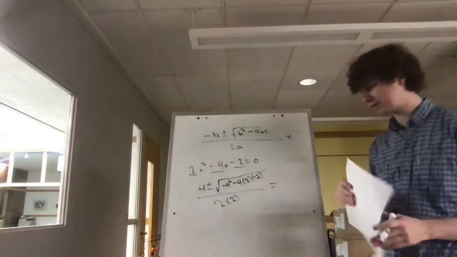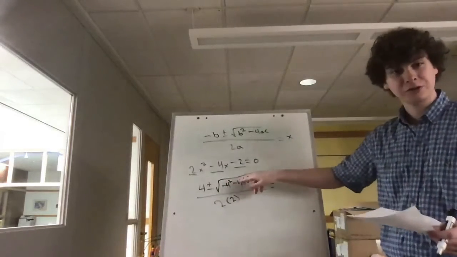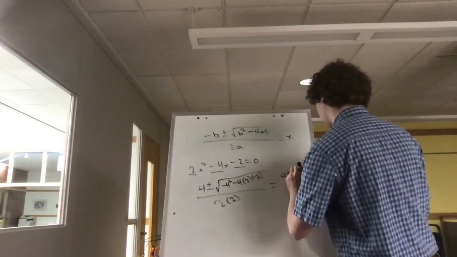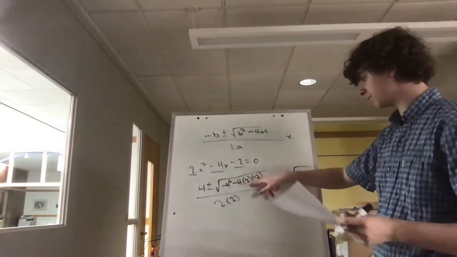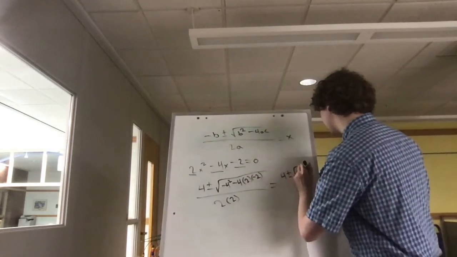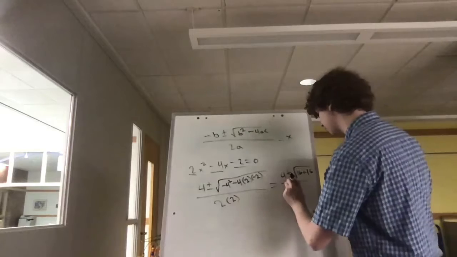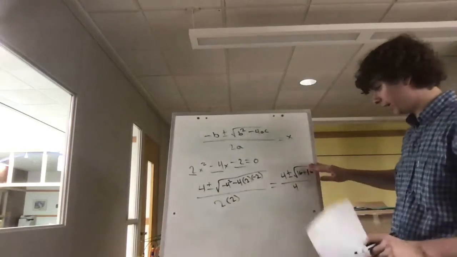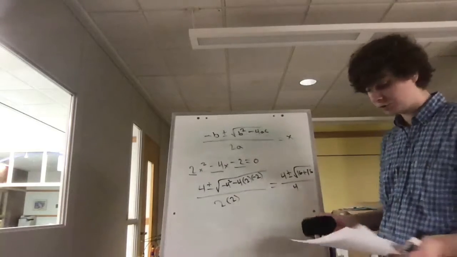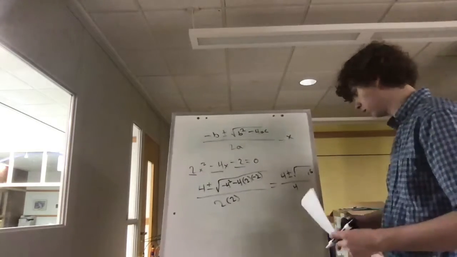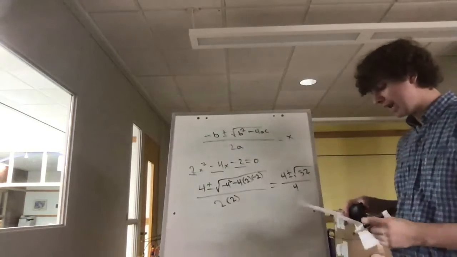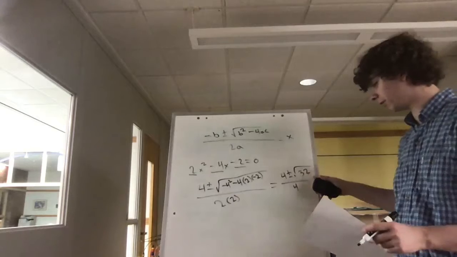Now, let's simplify this. So what is negative 4 squared? Well, that's 16, and a positive 16 at that. And now, negative 4 times 2 times negative 2, well, that gets us 16, believe it or not. So 16 plus 16 over 2 times 2, which is 4. Now, let's simplify this part of it. So what's 16 plus 16? Well, that is 32. And now what's remaining is 4 plus or minus the square root of 32 over 4.